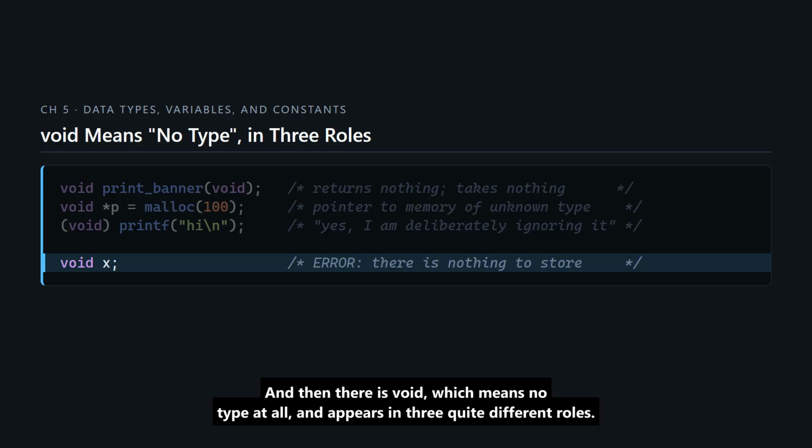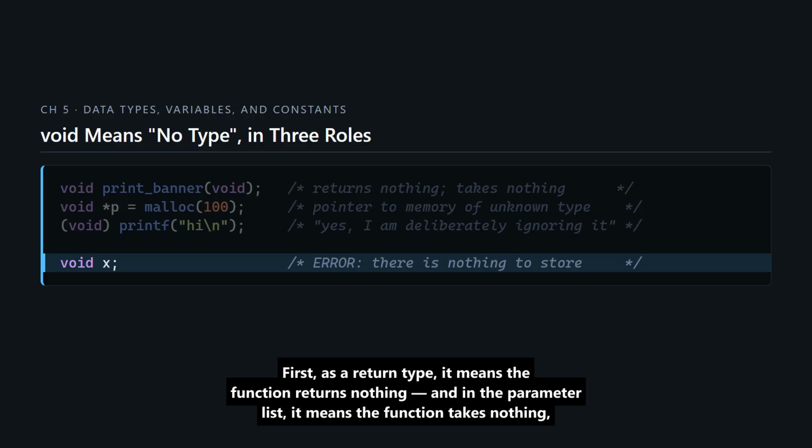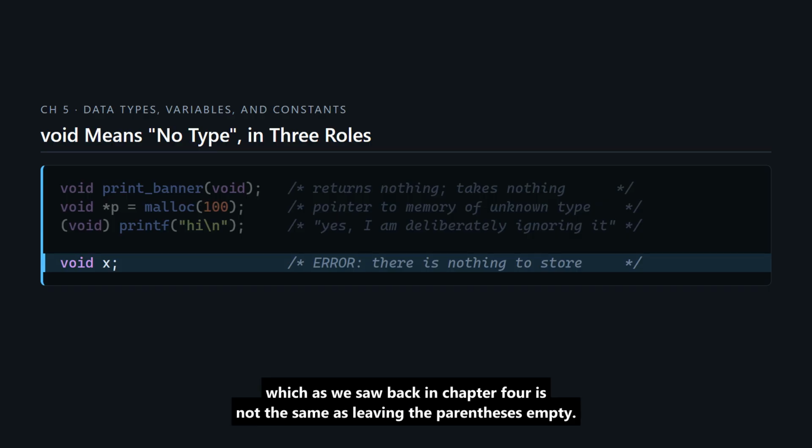And then there is void, which means no type at all, and appears in 3 quite different roles. First, as a return type, it means the function returns nothing, and in the parameter list, it means the function takes nothing, which as we saw back in chapter 4 is not the same as leaving the parentheses empty. So void print_banner, taking void, returns nothing and accepts nothing.